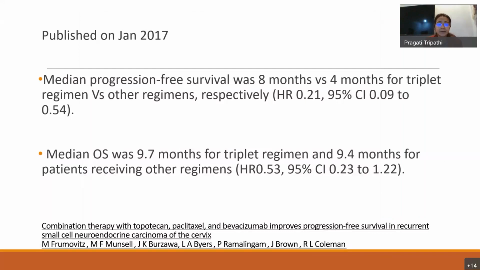So this study, Frumovitz et al., was done to evaluate the effectiveness of the triple regimen. They found that the median progression-free survival was better, 8 months versus 4 months with other regimens. And the median overall survival was 9.7 months with the triplet regimen. This triple regimen is also beneficial because it is tolerated very well in women who have undergone definitive chemoradiation.